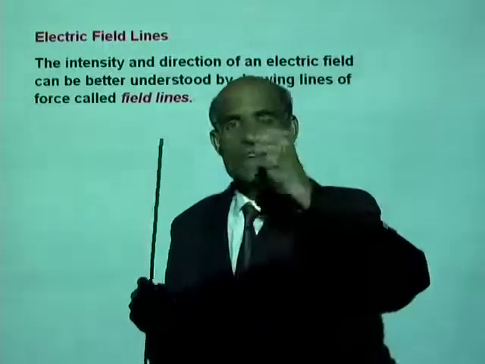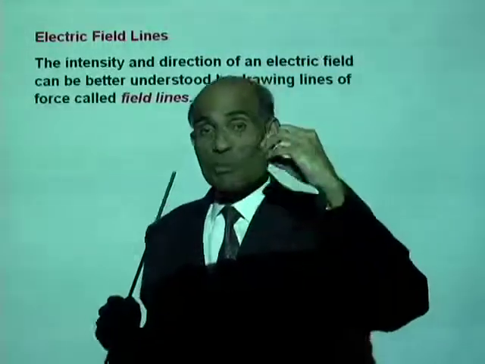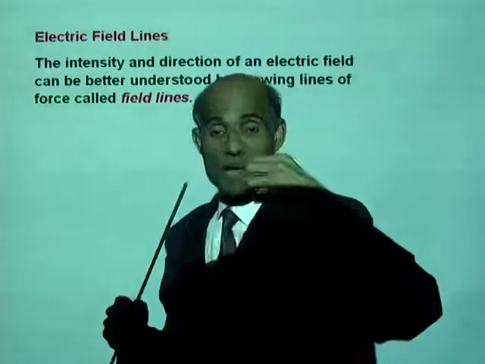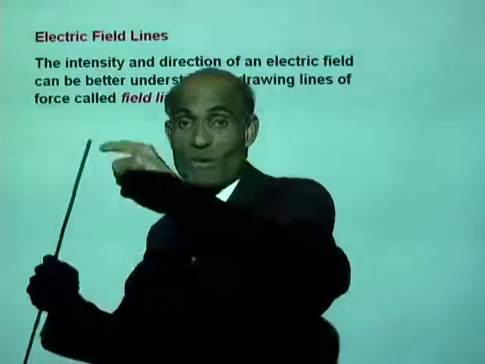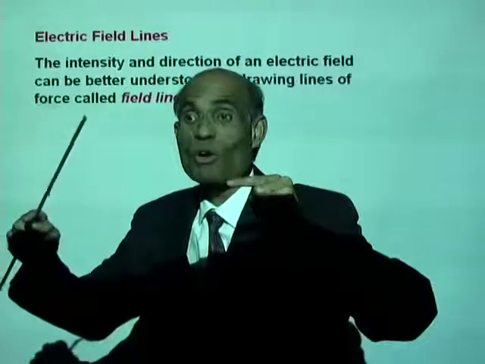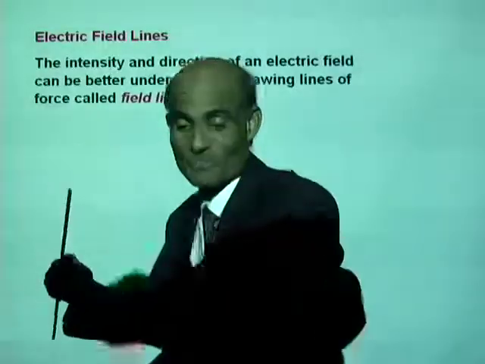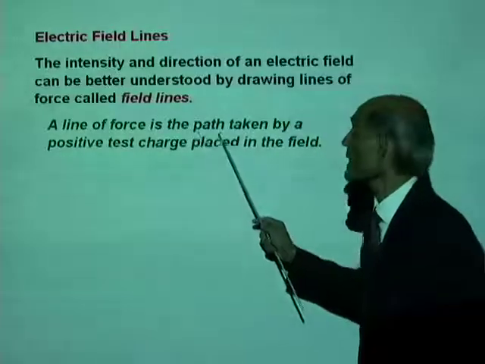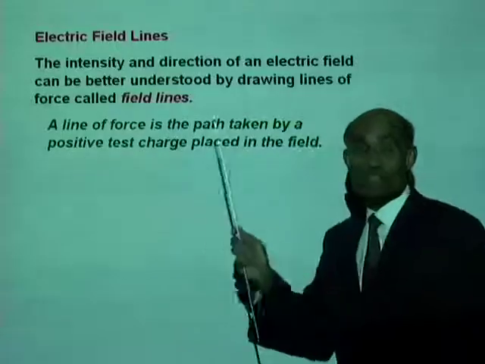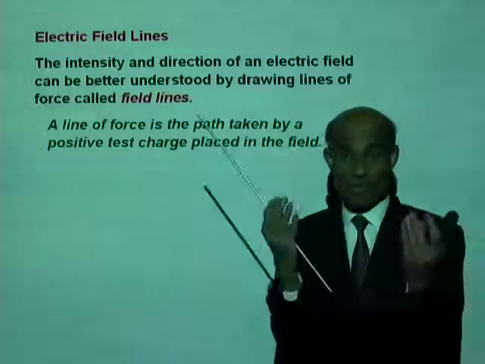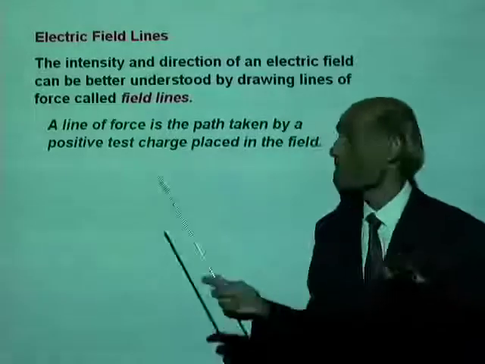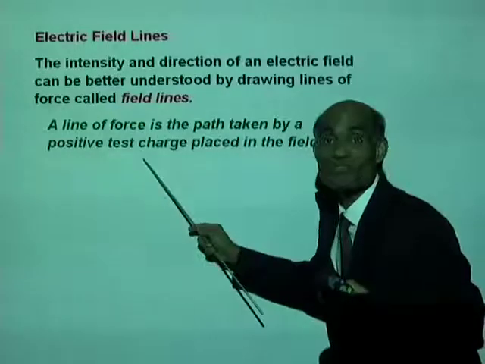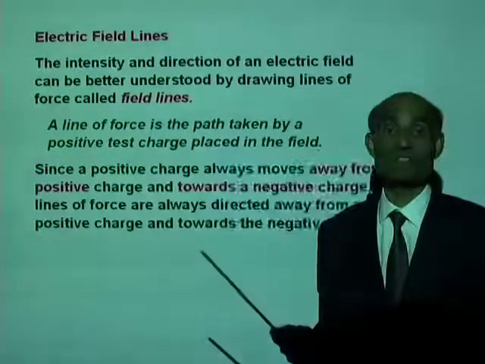Again, you bring back our test charge. A test charge placed inside an electric field will experience a force, and due to that force it will move, and the path that it will follow is called a line of force. So what is a line of force? A line of force is the path taken by a positive test charge. Remember, our test charge is our guiding charge. So a line of force is the path taken by a positive test charge placed in the electric field.